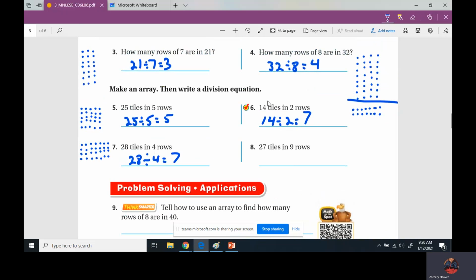Next one, 27 divided by 9. So we have 9 rows. 1, 2, 3, 4, 5, 6, 7, 8, 9, then 10 up to 27. So there's 3 rows. The reason I can do it like this is because it saves room right now. But when we get back in person, we're going to be using blocks, using our whiteboards, and actually drawing these out to make them a little bit evener, okay?